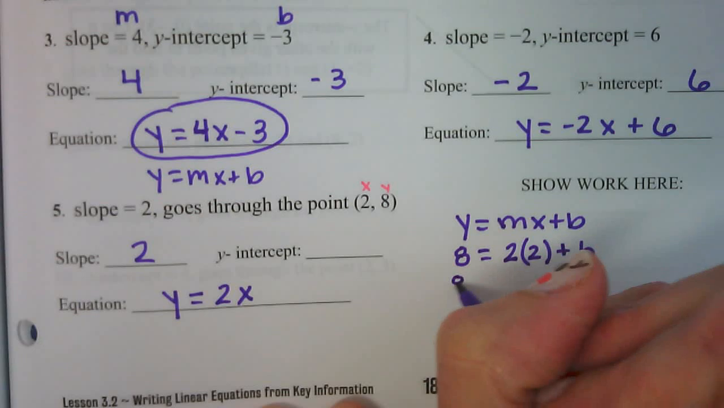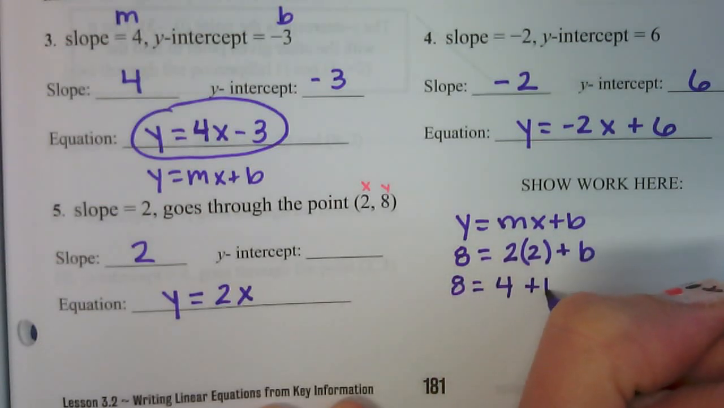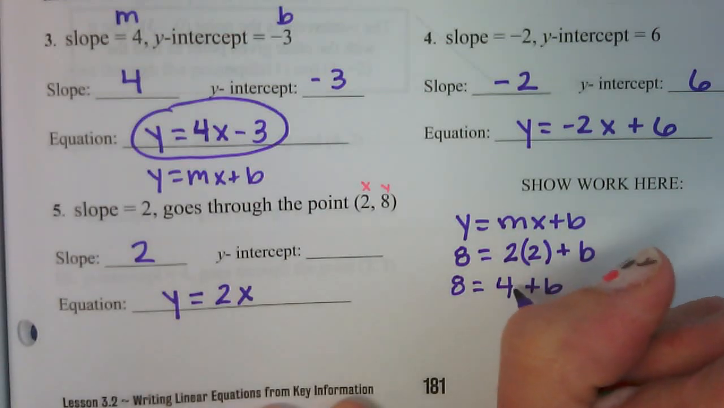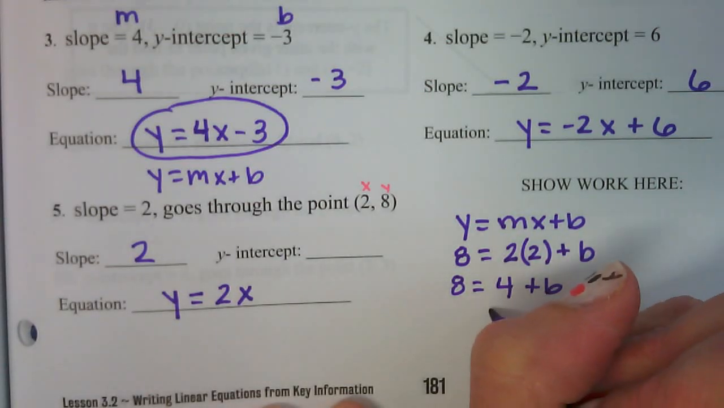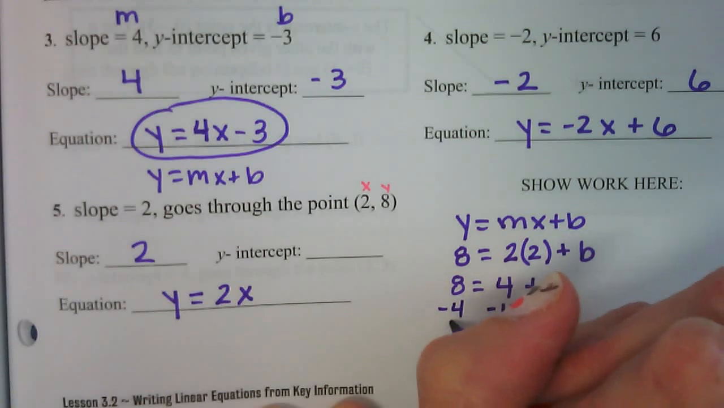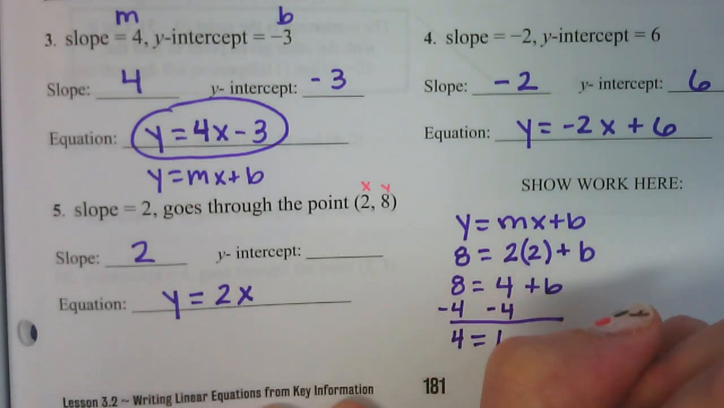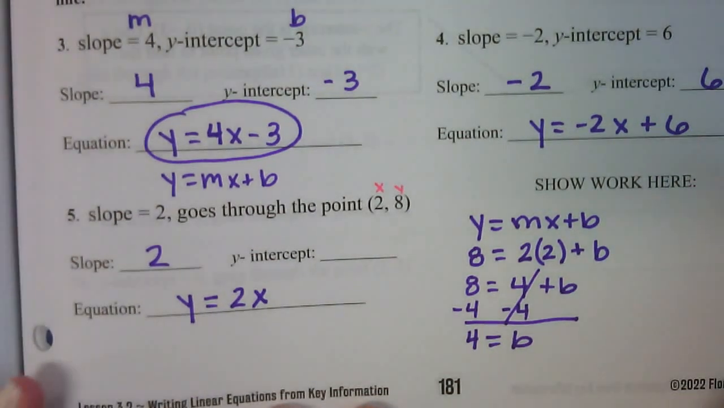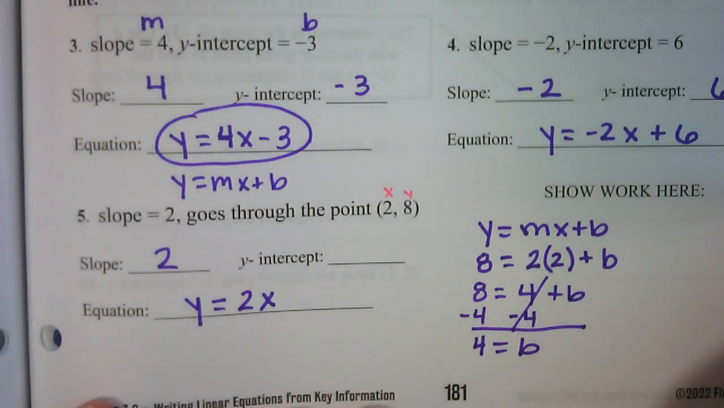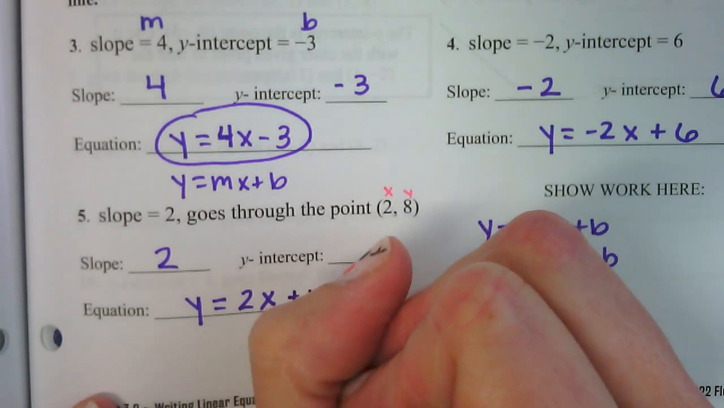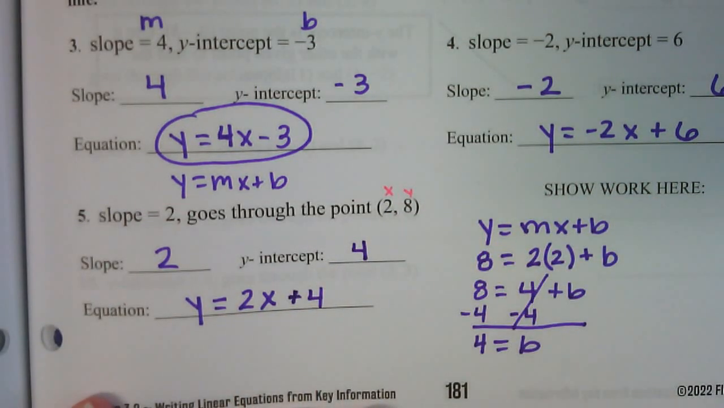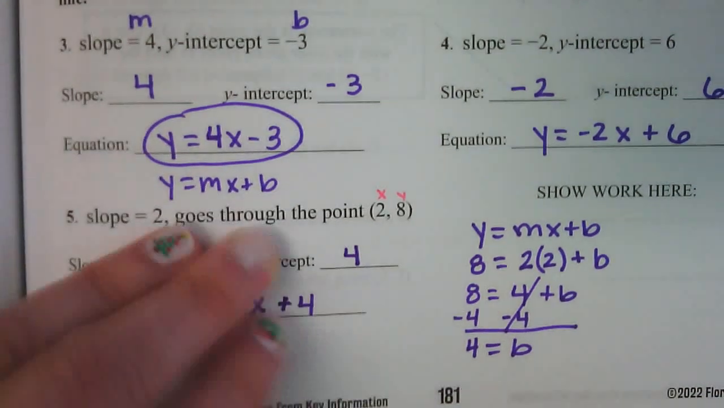First, I'm going to multiply the 2 and 2 together, and then in order to isolate b, I'd have to get rid of this 4. Since it's a positive 4, I'm going to subtract 4 on each side. When I subtract 4 on each side, these cancel out, and I'm just left with b on the right. So I get that b is 4. So when I go to finish my equation, I'm going to have a plus 4. Okay. Let's look at the next page.